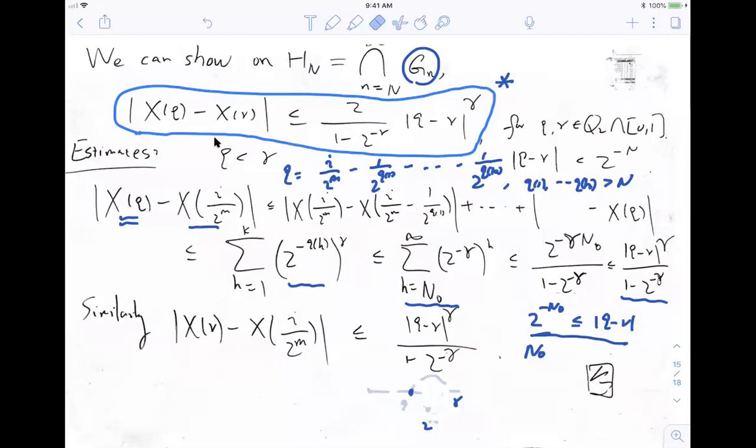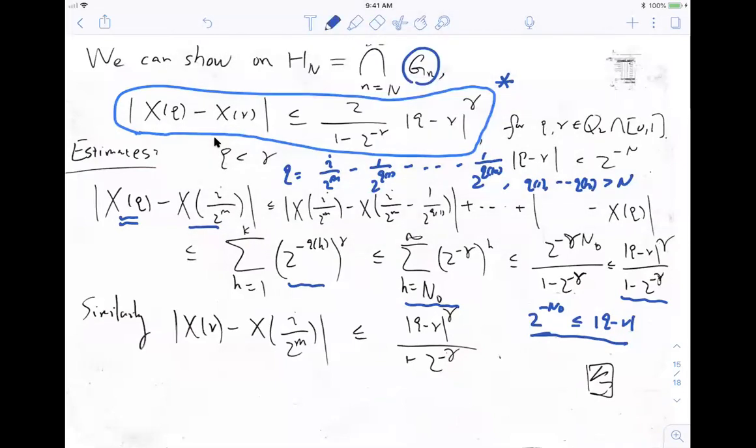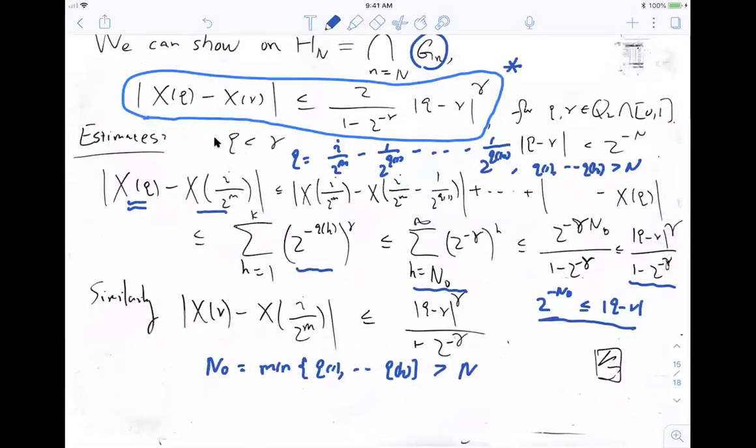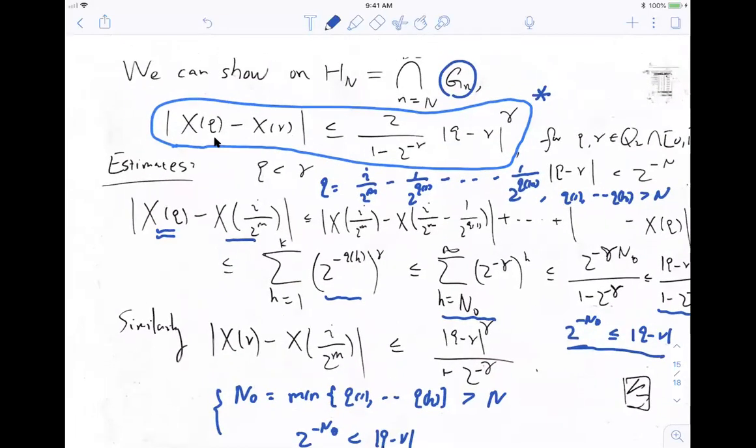So here N0 is the minimum of Q1 to QK. This is big N, and this is bigger than that. So we have that Q0 is less than Q minus R. We use this observation. Similarly, we can do the same to measure the distance between AR and XI over 2N. So this is how we get the main estimate.